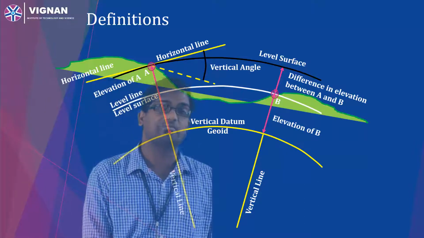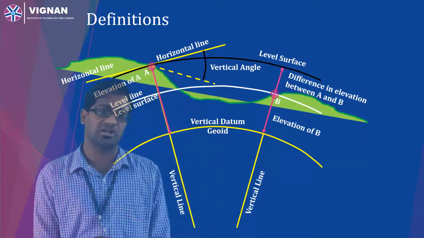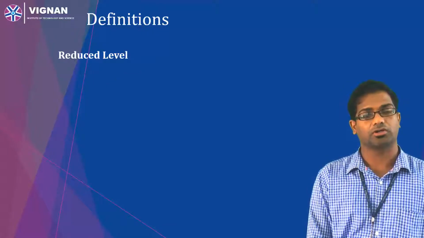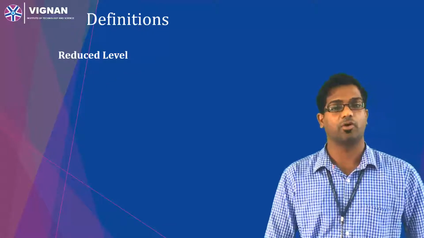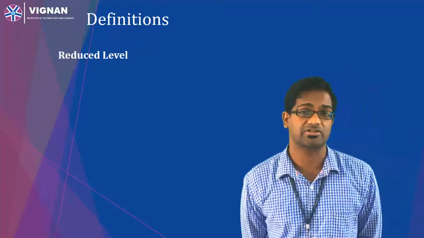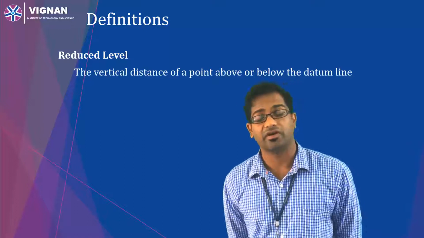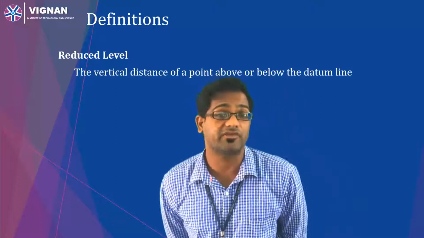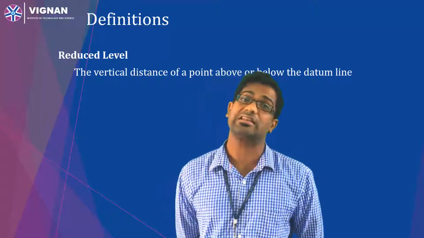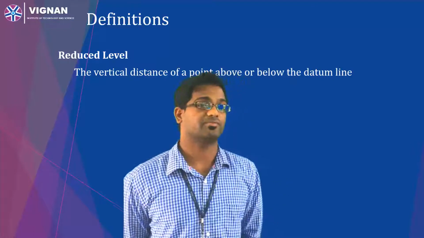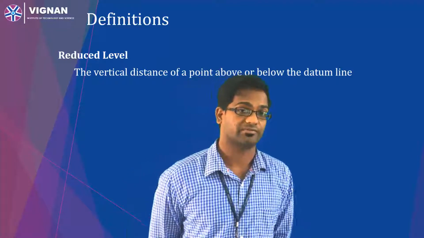These are the basic common terms which are used in leveling. Often when we are talking about the levels of points, we say reduced level. What is this reduced level? The vertical distance of any point on the ground with reference to the datum line is called a reduced level. Now you can ask me, sir, you said in the previous slide that it is elevation.